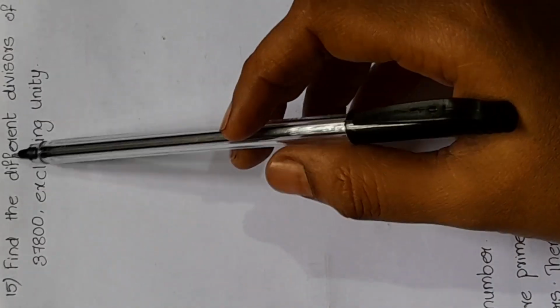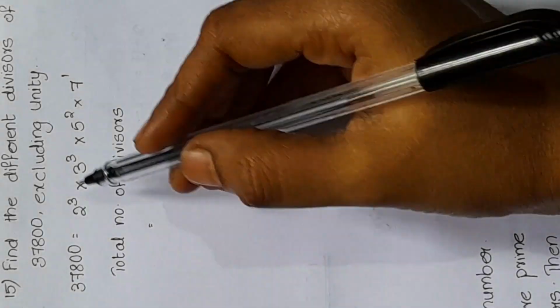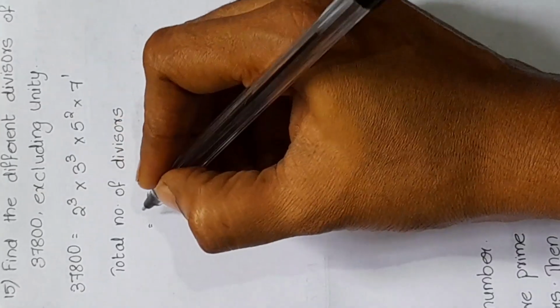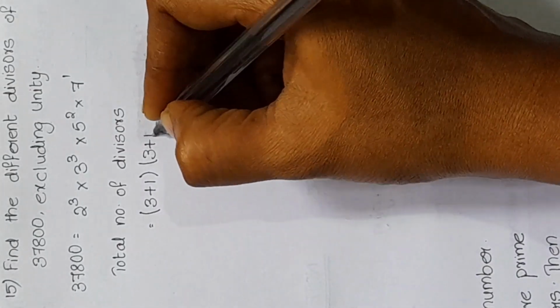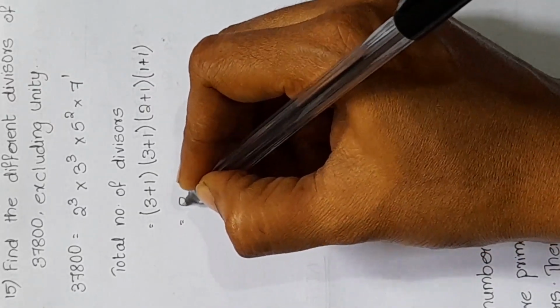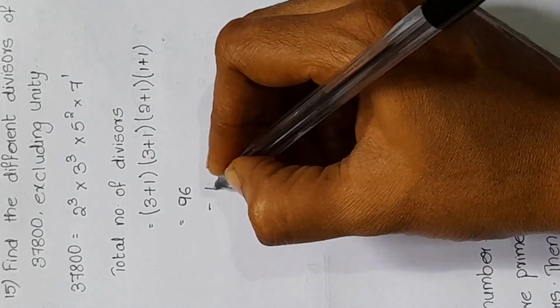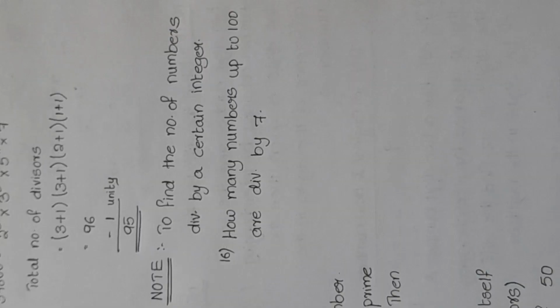Question number 15. Find the different divisors of 37,800 excluding unity. Now we should write 37,800 in the form of prime factors: 2 power 3 into 3 power 3 into 5 square into 7 power 1. So the total number of divisors is (3 plus 1) into (3 plus 1) into (2 plus 1) into (1 plus 1). We get 96. So we should exclude unity, minus 1. So the total number of divisors excluding unity is 95.